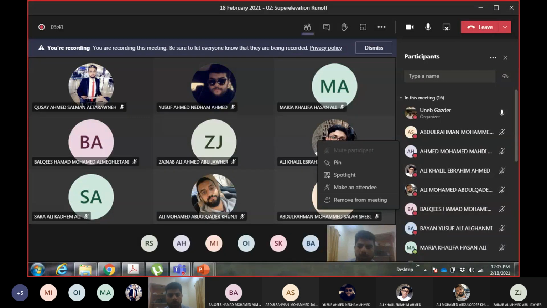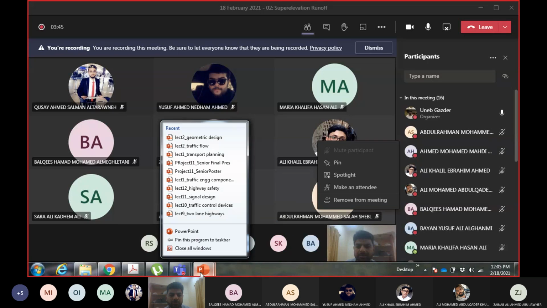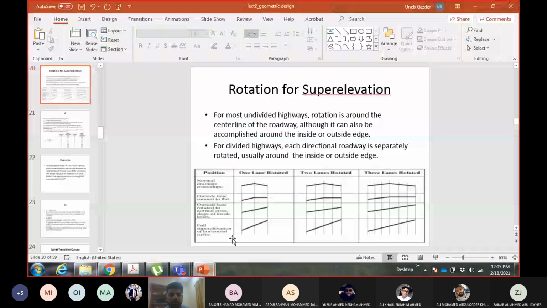Okay. Now we discussed there are two stages for super elevation. One is super elevation runoff, and the other one is, oh sorry, tangent runout. Super elevation runoff and tangent runout. Now we will start the discussion with super elevation runoff.